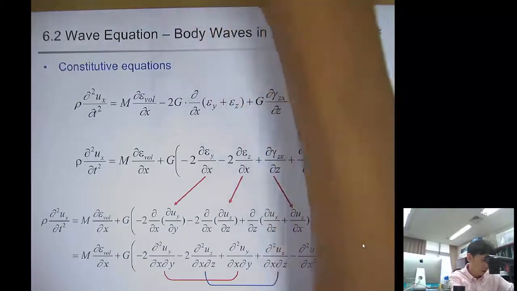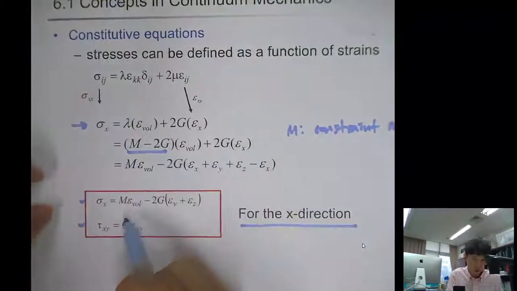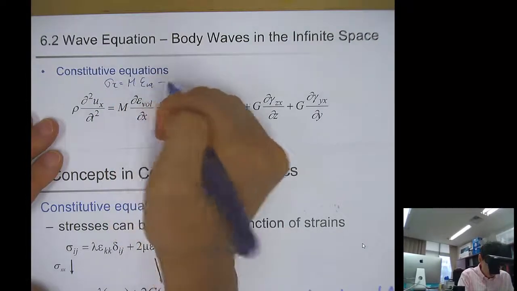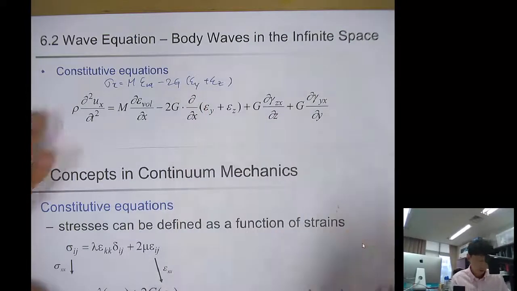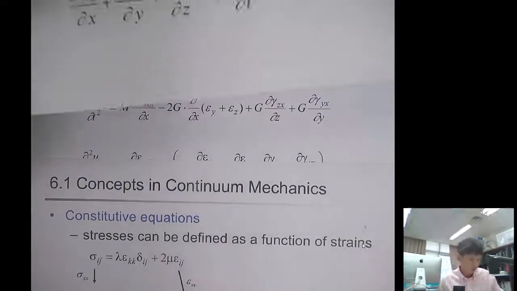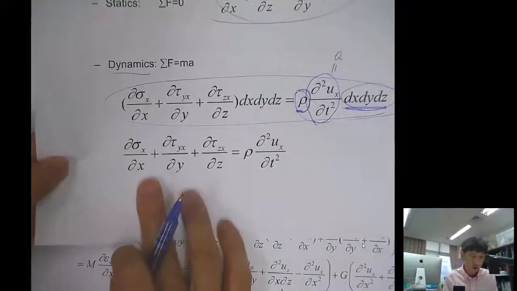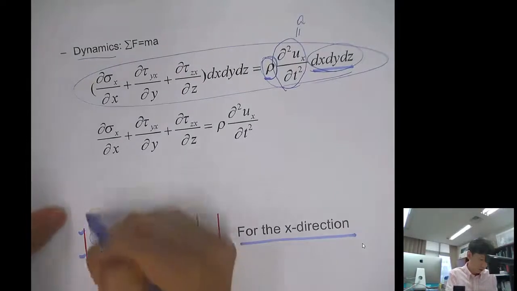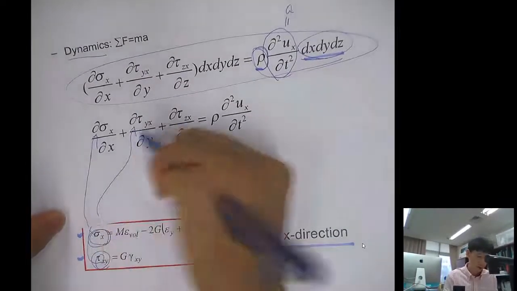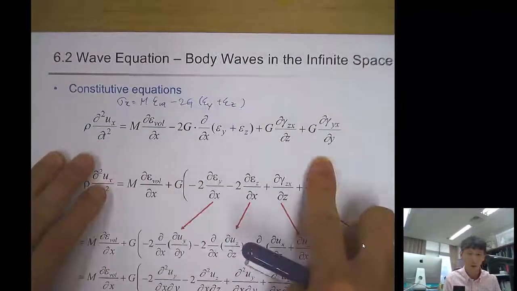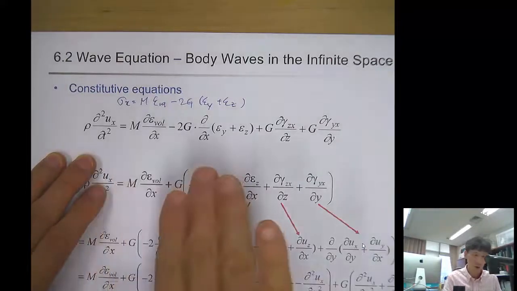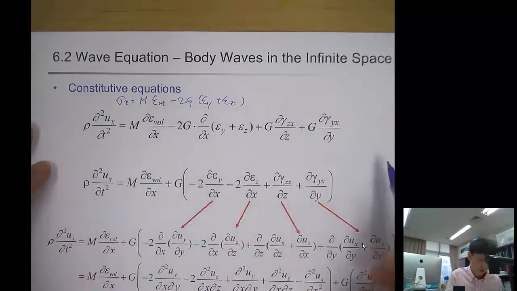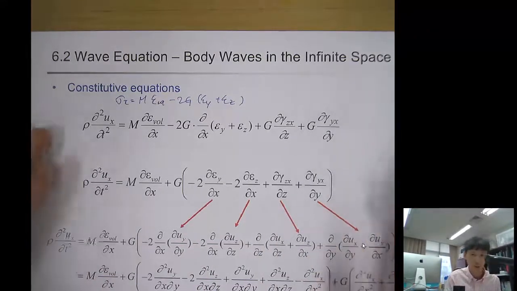The constitutive equation that we derived before is this one right here. And here, let me write it down. Sigma x is M epsilon plus 2G times epsilon y plus epsilon z. Here we can put these equations into here, and then we end up with this constitutive equation, right? So the equilibrium equations and the constitutive equation, we are just expanding it, and then we can derive and also expand it to simplify the equations.